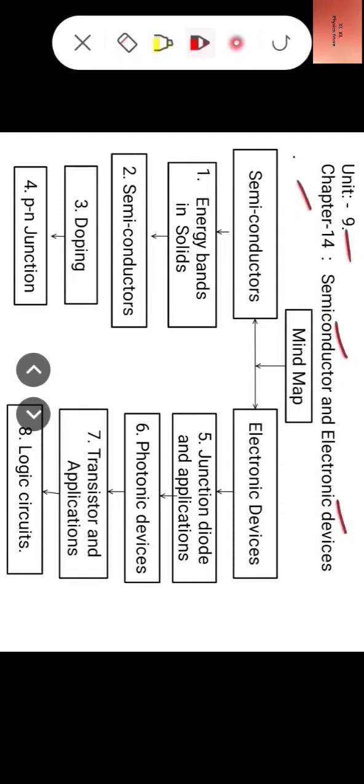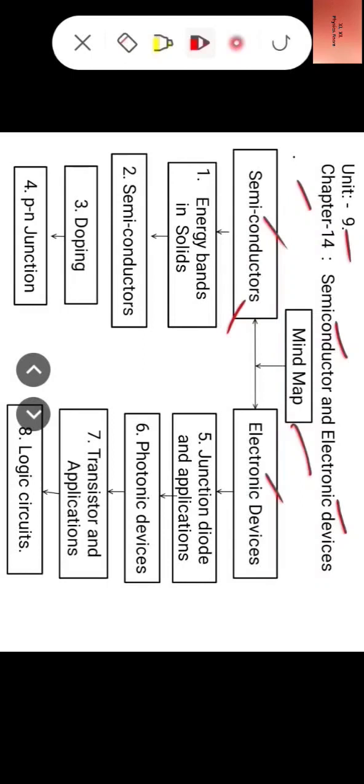What is the strategy involved? Here is the mind map. This chapter is divided into two parts. First part is semiconductors and the second part is electronic devices. Now first we take up first part, semiconductors.